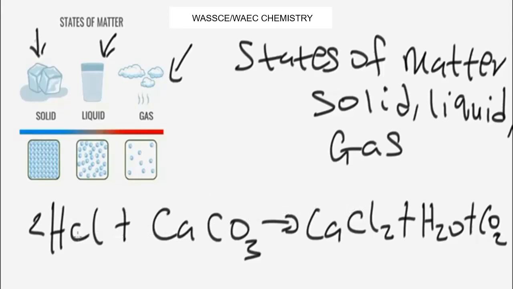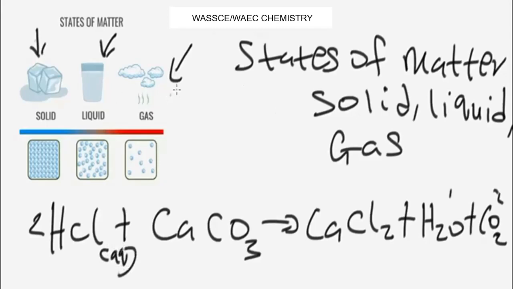Let's check if it's balanced. We have two atoms of hydrogen on the right and left, balanced. Chlorine 2, balanced. Calcium 1, balanced. Carbon 1, balanced. Oxygen is how many? 3. Oxygen 3, balanced. This one here plus this 2 here makes 3. So it's balanced. Now in this chemical equation, this is our aq.